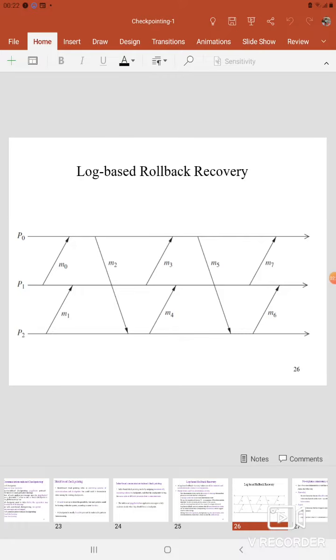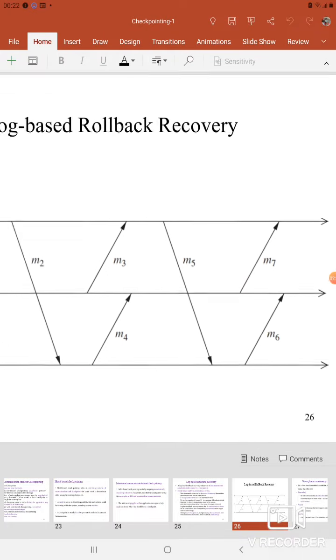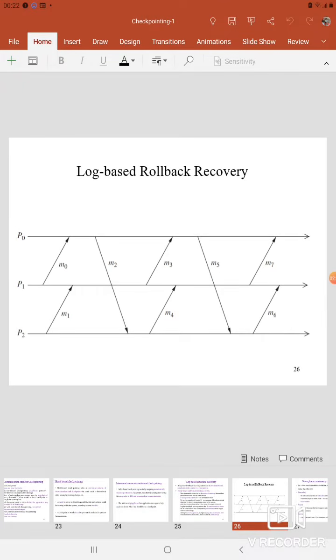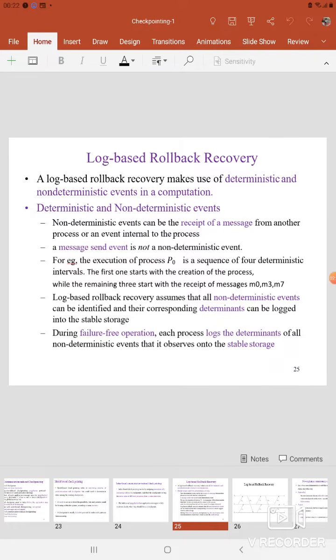Here we also have non-deterministic events, that is the message receive events M0, M3 and M7. All the three are non-deterministic events because they deal with the reception of a message, whereas we cannot say that M2 and M5 are non-deterministic events. They are deterministic events since they are send events. Like that, for every process you have to differentiate the deterministic events and non-deterministic events.